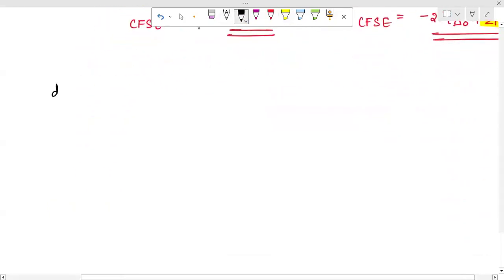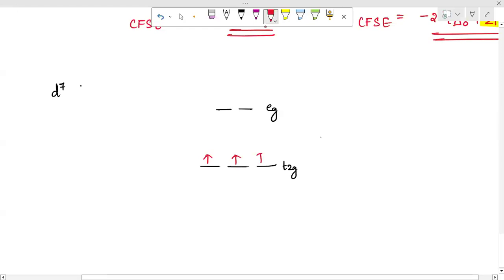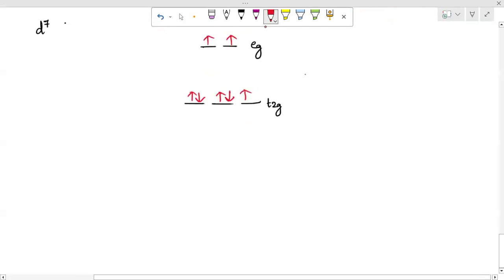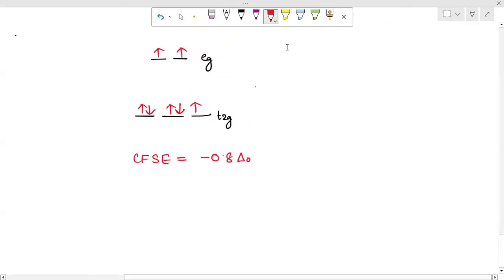Don't worry. D7. Try. So you have 1, 2, 3, 4, 5, 6, 7. So these two pairings of electrons have happened naturally. Everyone is singly occupied and then pairing has happened. Correct? So CFSE over here is minus 0.8 delta O, and you need not add any pairing energy. Natural.